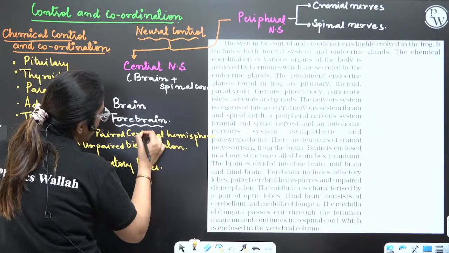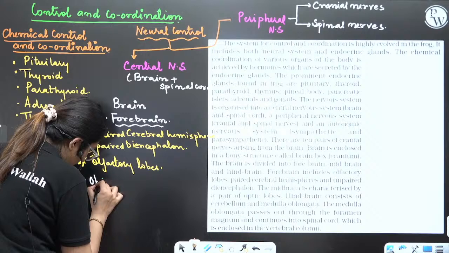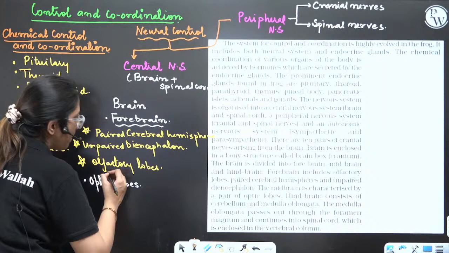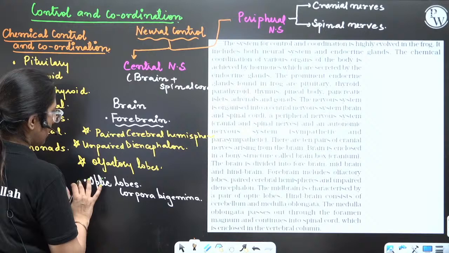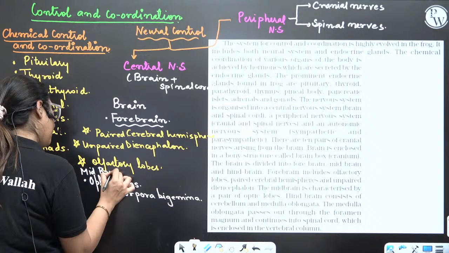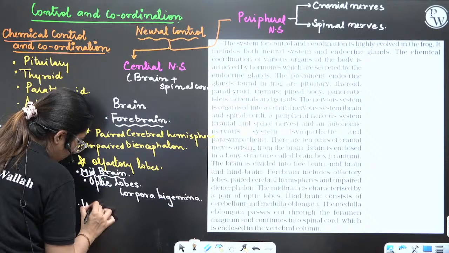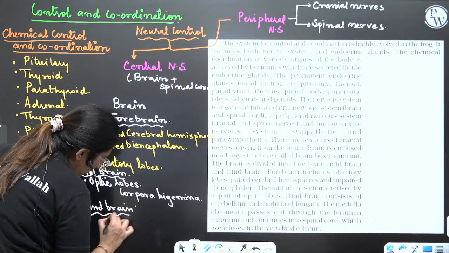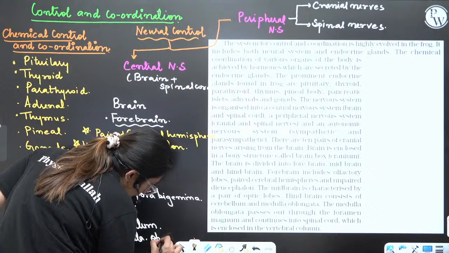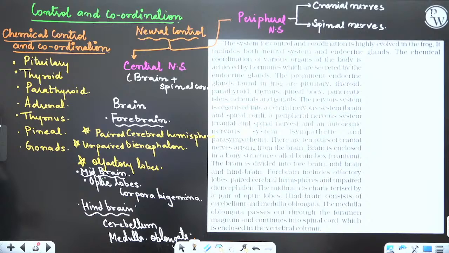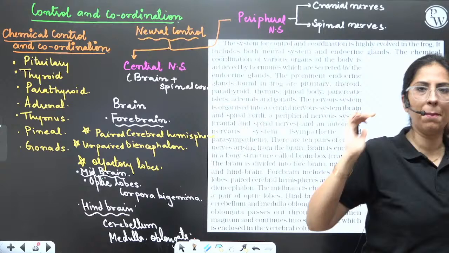Now let's talk about the midbrain: paired optic lobes, corpora bigemina. Clear? This is the midbrain. Then the hindbrain. What all things are there in the hindbrain? We have cerebellum and medulla oblongata, which communicates to the spinal cord. The medulla oblongata communicates to the spinal cord with the help of the foramen magnum.